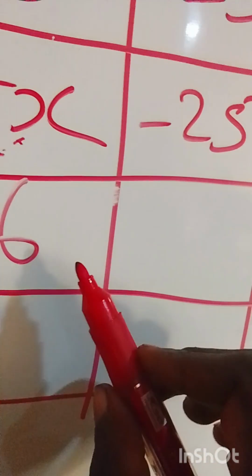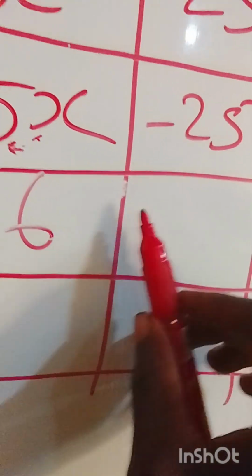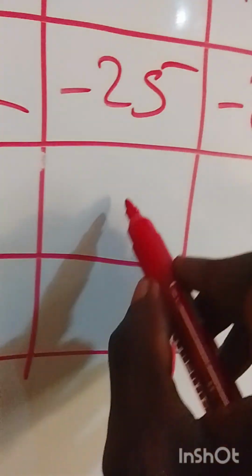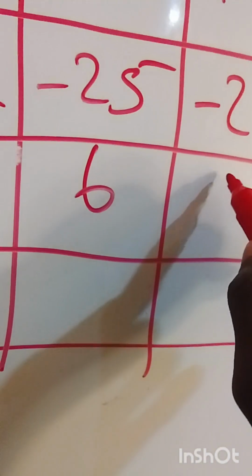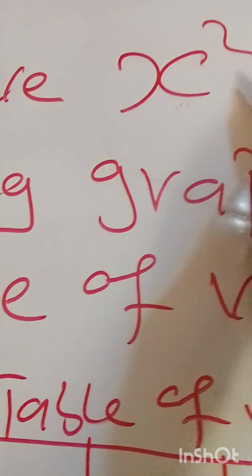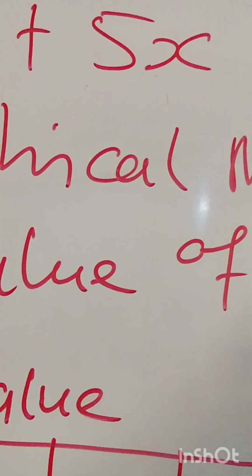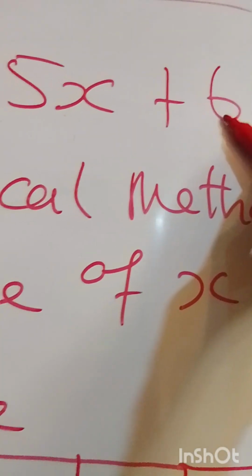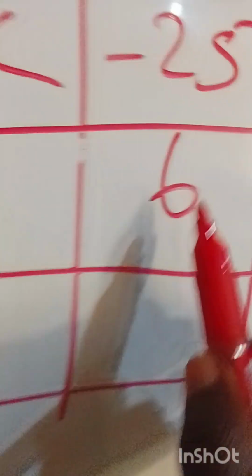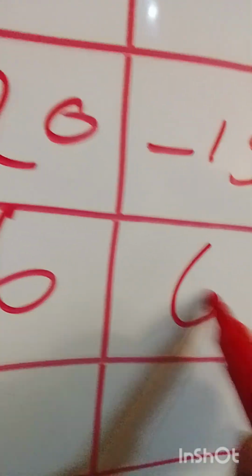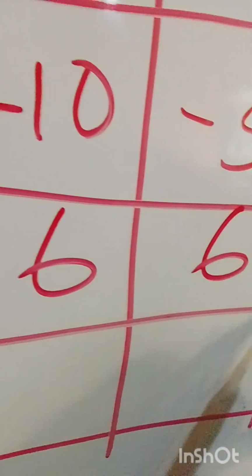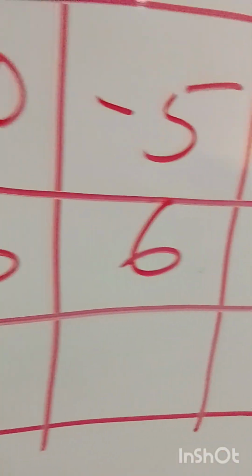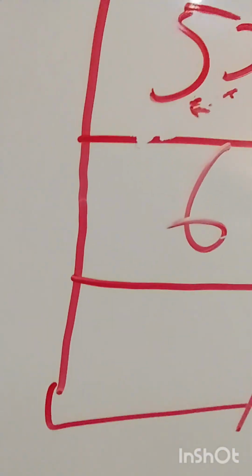We are going gradually. Now, you are going to add the 6 to each of these given columns. You are adding 6 to this column because the question says solve x squared plus 5x plus 6 equals 0. Now, plus 6, we are going to pick this 6 and add it to each of these columns, like I'm doing. 6 here, 6 here, 6 here, 6 here, 6 here, 6 here, 6 here. Now, this is how you will do to get your tables of value.